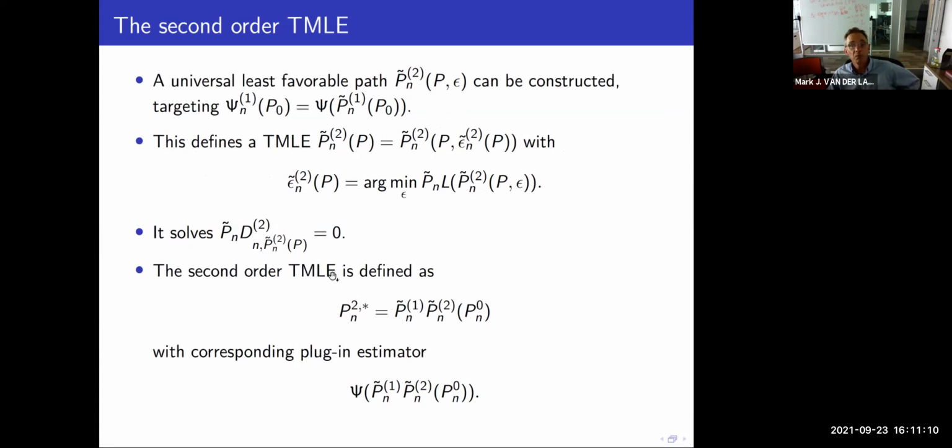And then the second order TMLE is nothing else than using the first order TMLE update of this TMLE update. So this is a TMLE, that becomes the initial estimator for the next TMLE. And that's called the second order TMLE. And all it is, it's a first order TMLE, except with the initial being targeted towards what it's used for. And then the corresponding plug-in is, of course, this. And that's the second order TMLE.